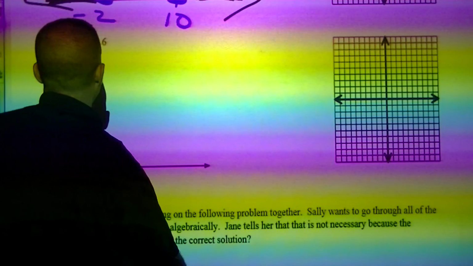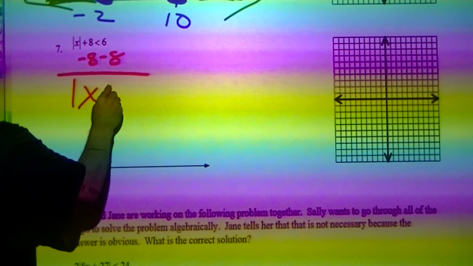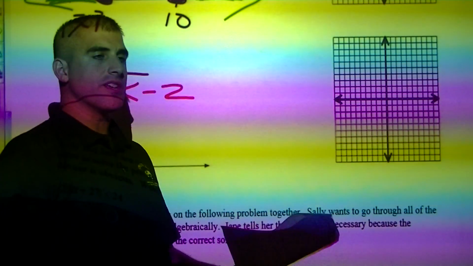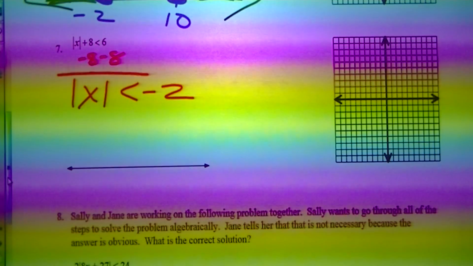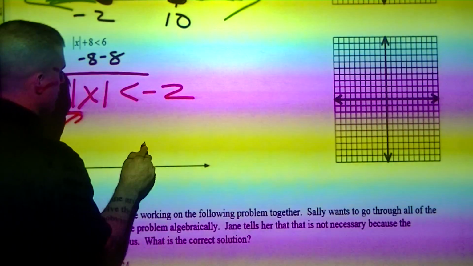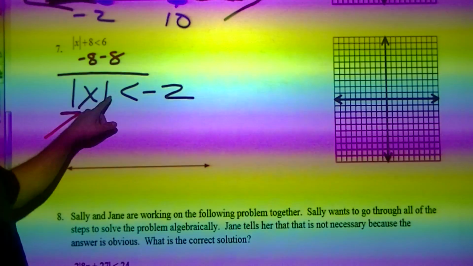Okay, going down to number 7. All right, going down to number 7, what I'm going to do is I'm going to subtract 8. All right, so I got absolute value of x is less than -2. Okay, now for the inequalities, this is going to become a logic situation. All right, remember absolute value, any number that I put in there is going to produce a positive result. Okay, all right, so any number I put in there, it's going to be a positive result.